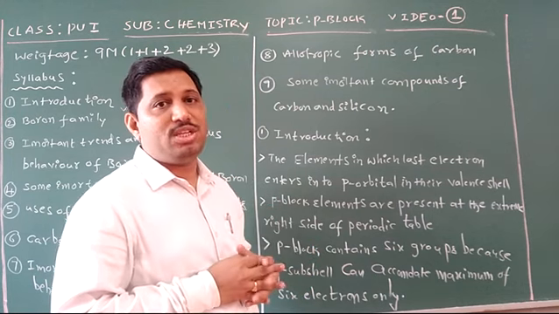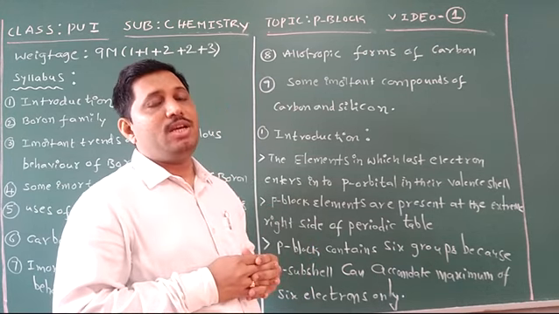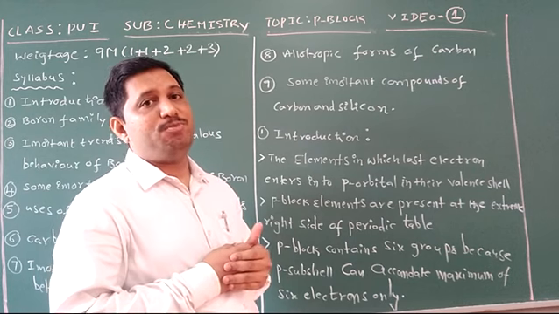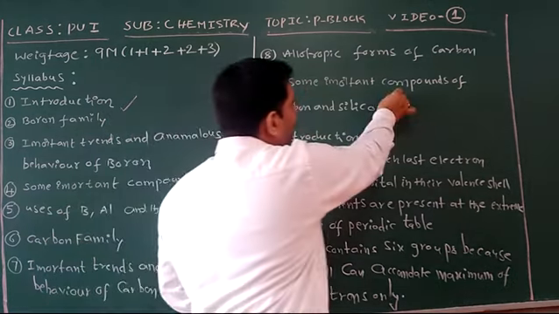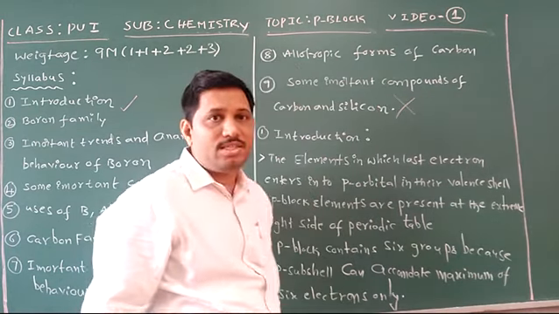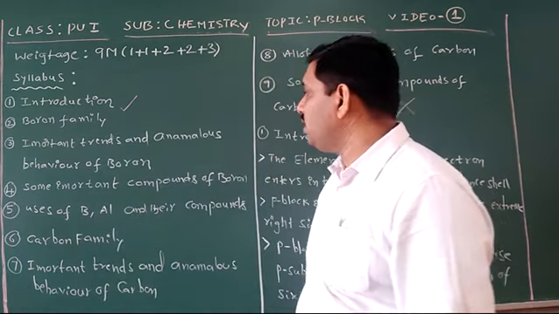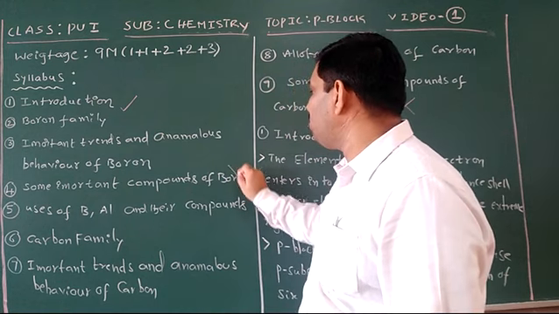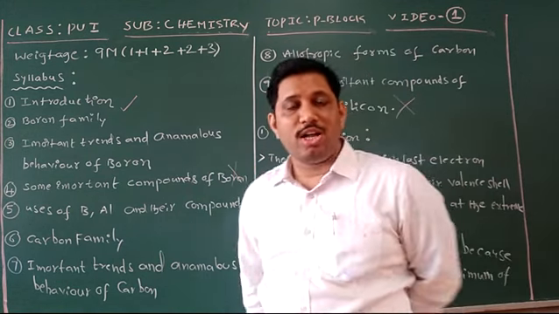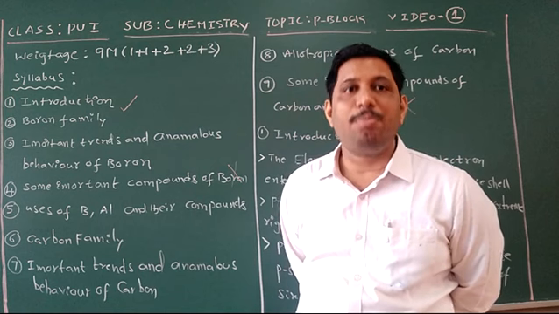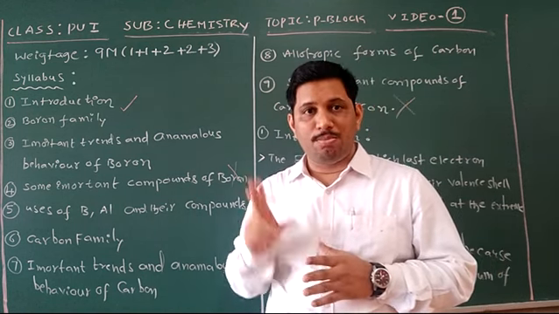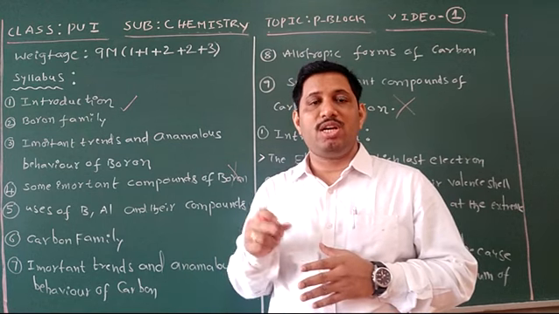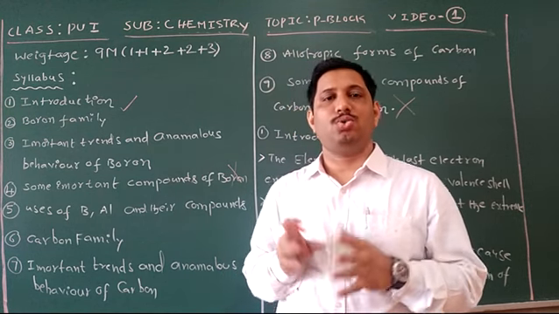9 topics are present in the first PU syllabus. Of these, 2 topics are deleted. That is, the 9th topic, some important compounds of carbon and silicon, is deleted, as well as some important compounds of boron. Among the 9 topics, 2 topics are deleted: some important compounds of boron, and some important compounds of carbon and silicon.